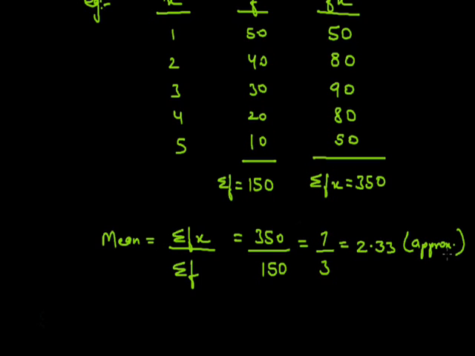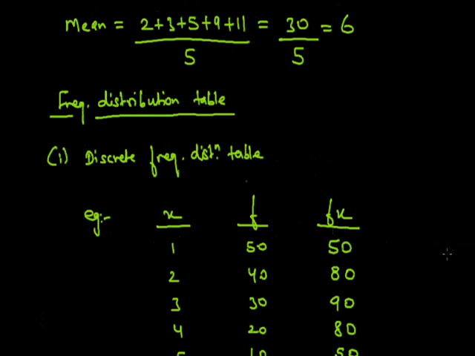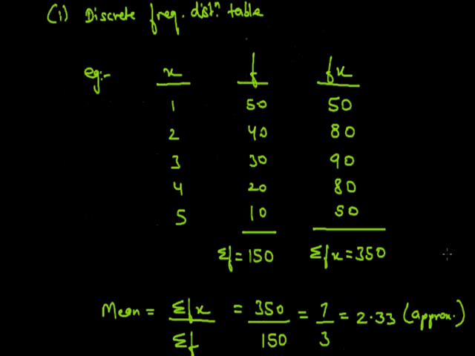So this is the way of finding out the mean when the frequency distribution table is given. Again we are using the same formula, sum of observations divided by number of observations, but we are writing that formula in a different manner. That is summation of f into x divided by summation of f, which is actually giving us the sum of observations divided by number of observations. So in this way we can find out the mean when the discrete frequency distribution table is given.